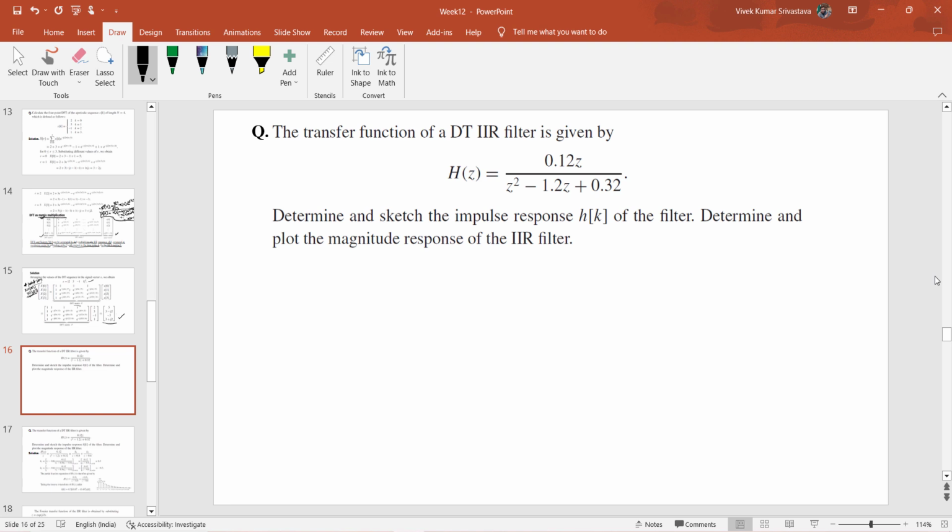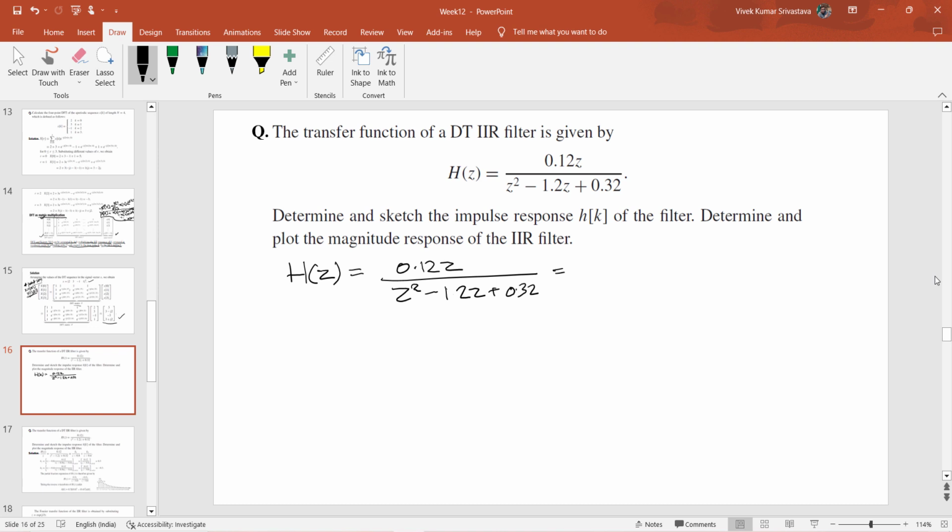To determine the impulse response of this IIR filter, we have to first solve this H of z. Okay, so let us first solve this. H of z, that is the z transform of the transfer function, or say the discrete time system, is given to us as H of z equals 0.12 z over z square minus 1.2 z plus 0.32. Okay, this is given to us.